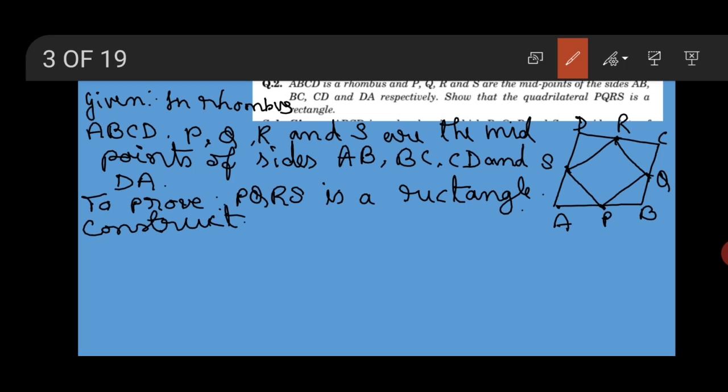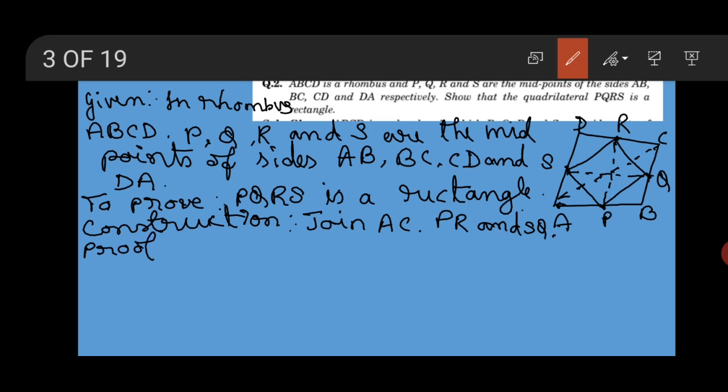Now, we need some constructions. Take your pencil and scale. Join diagonal AC. Construction should be in dotted line always. Join AC and also join PR. It's also in dotted line, and SQ.